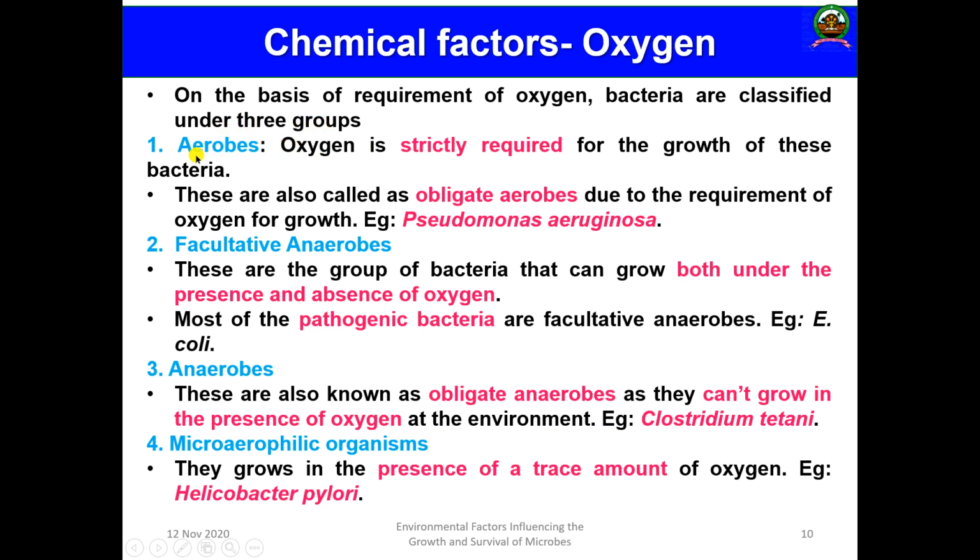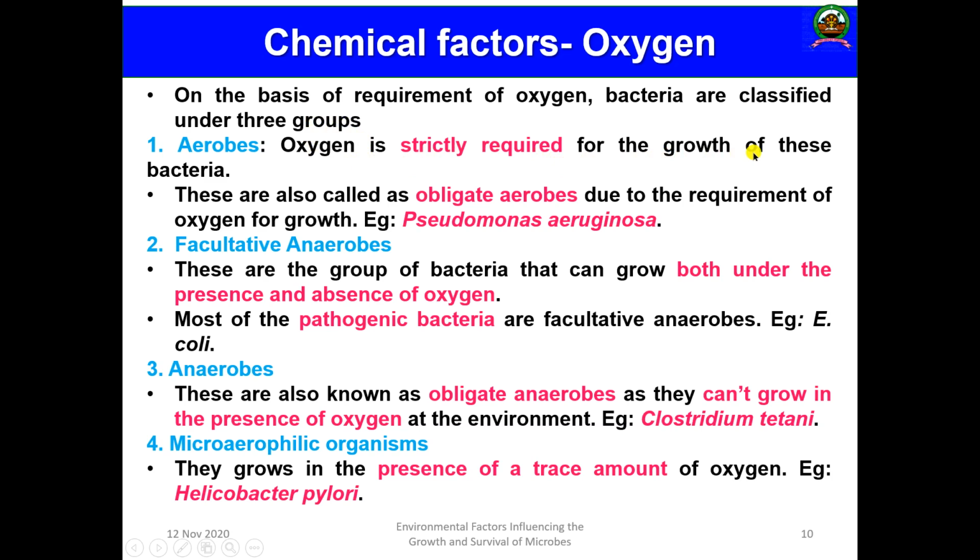Number 1, aerobes. Next one, facultative anaerobes. Next one is anaerobes. Next one is microaerophilic organisms. These are the 4 classifications. Now I will tell you about each category. As the name indicates, aerobes are those for which oxygen is strictly required for their growth.